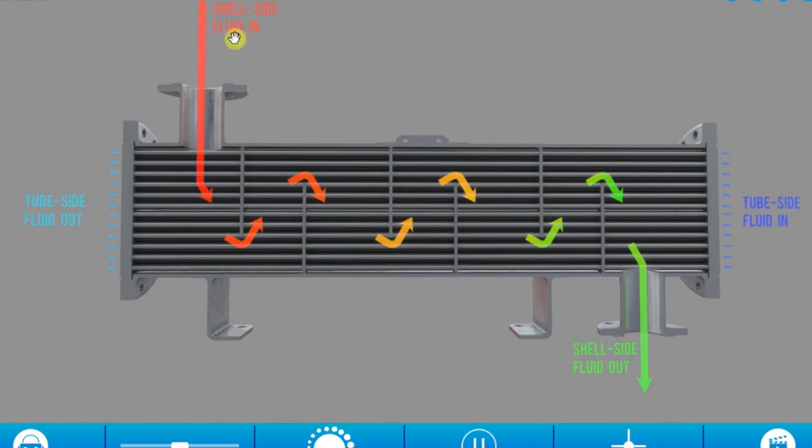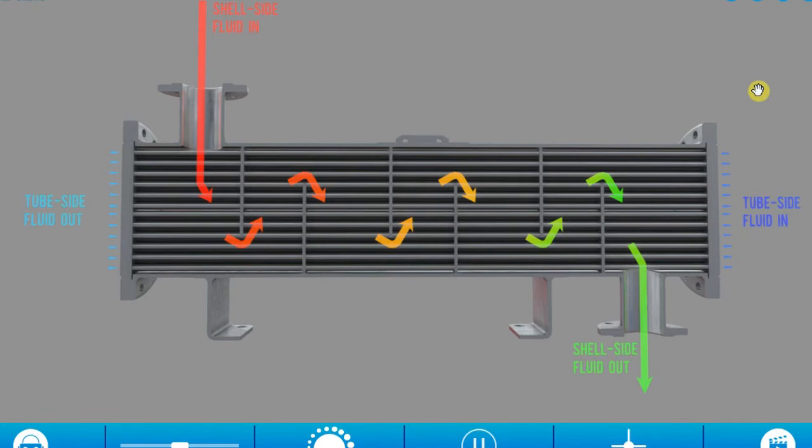The shell side fluid has a multi-pass design. It's passing multiple times over the tubes. The tube side fluid does not have a multi-pass design because it's travelling directly through the tubes and then out. If the tube side fluid was to come in from the right, come out on the left, and then go back around and then exit on the right, then this would be a multi-pass design, because it too would be passing through the heat exchanger multiple times.